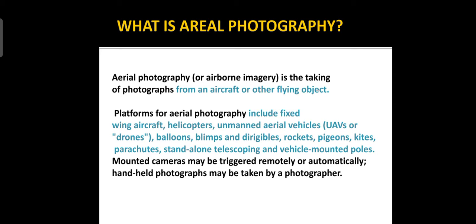Platforms for aerial photography include fixed-wing aircraft, helicopters, unmanned aerial vehicles, balloons, blimps, dirigibles, rockets, pigeons, kites, parachutes, standalone telescopes, and vehicle-mounted poles. These are the types of platforms used in aerial photography. Mounted cameras may be triggered remotely or automatically. Handheld photographs may be taken by a photographer as well.